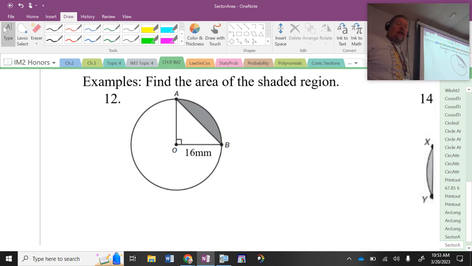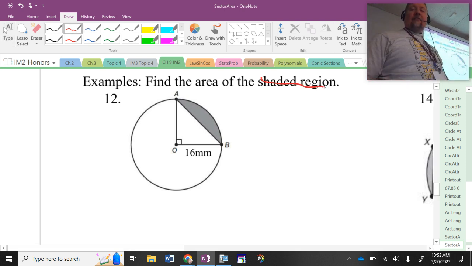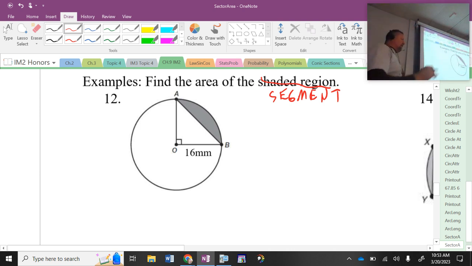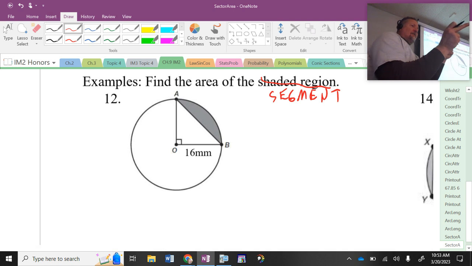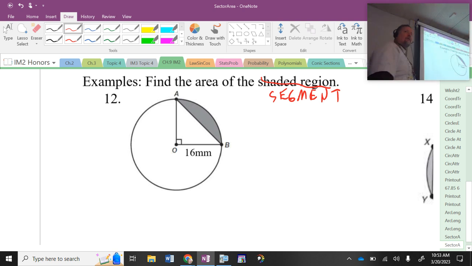So find the area of the shaded region. Wrong. Find the area of the segments. Let's really exercise a vocab word. It's kind of a weird word to call that a segment because a segment's just a, I want to say line, but it's not a line. Just has endpoints. But for a circle, that area is called a segment. It's kind of wild.